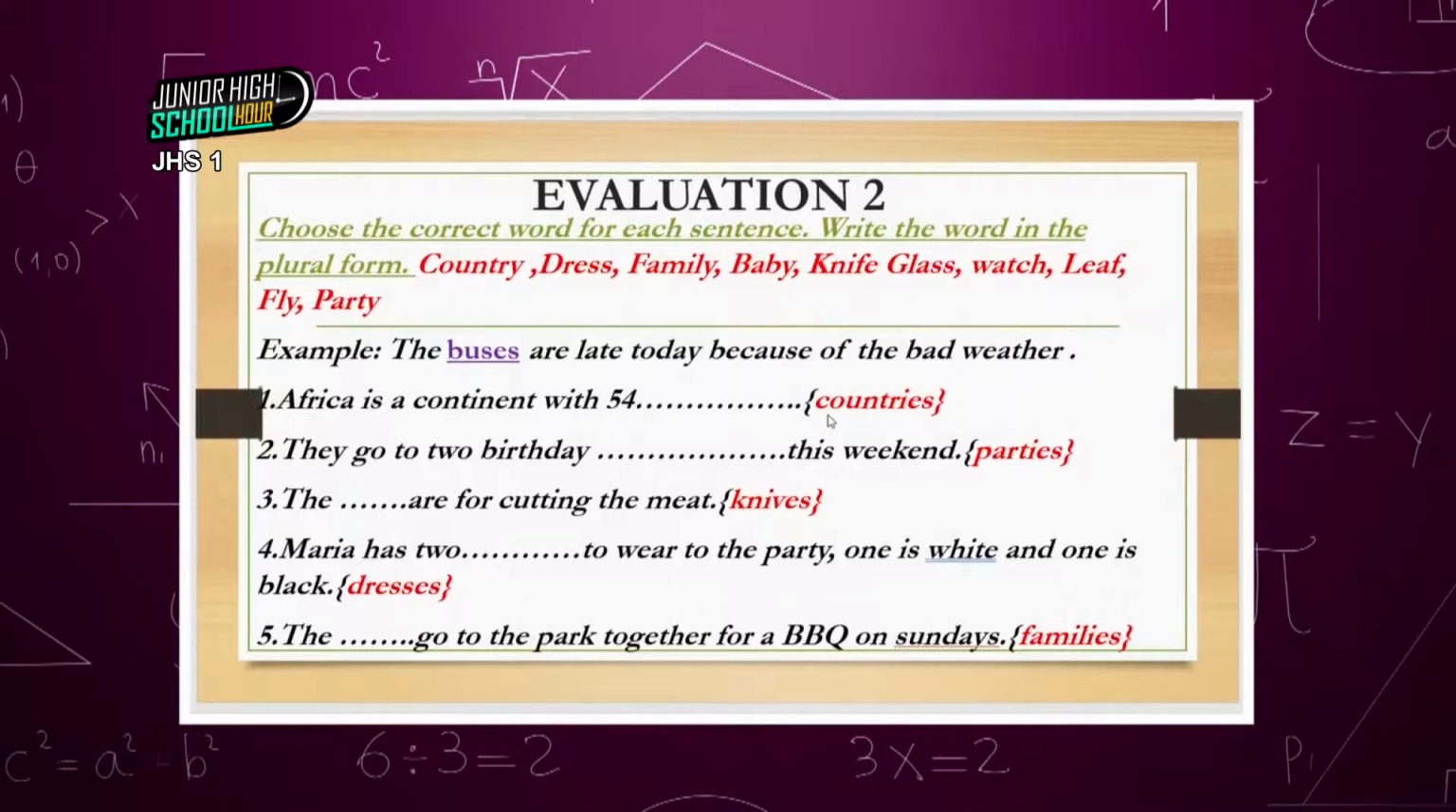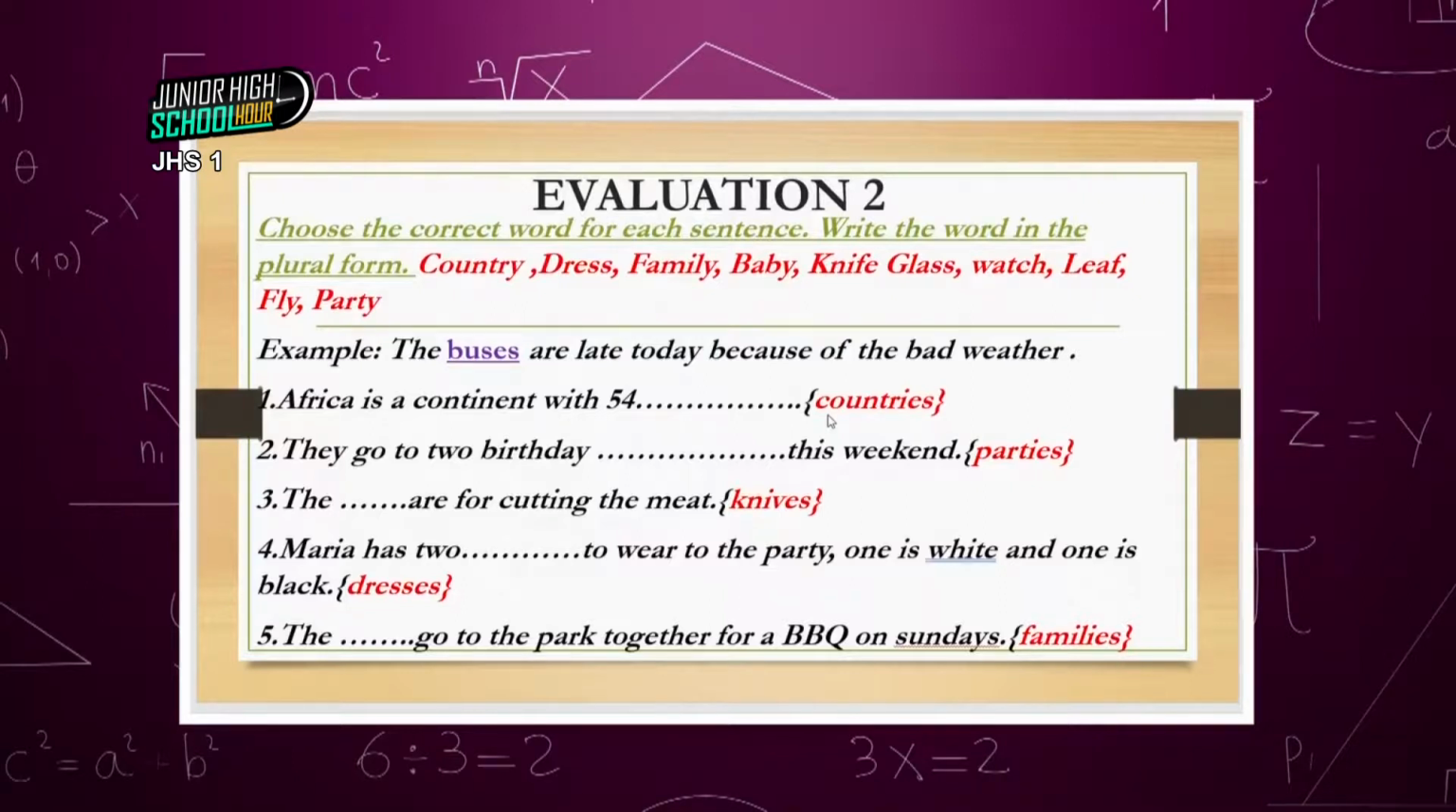So which one are you going to choose from up there? The ones in the brackets are the correct answers. So which one are you going to choose from the top there on the line to depict that their answers are the ones in the brackets? Number 3, the dash are for cutting the meat. So I have my answer here, knives. Which one are you going to pick up there?